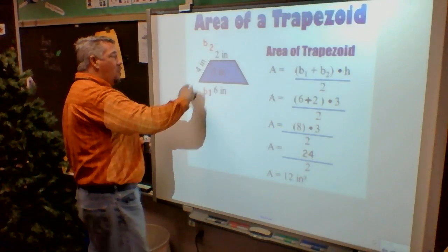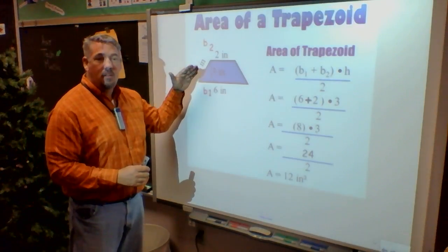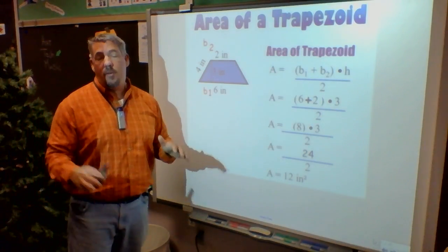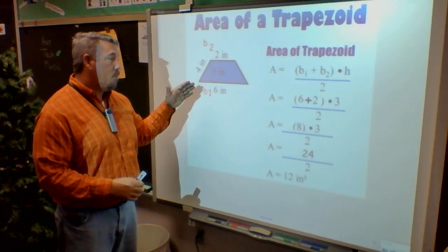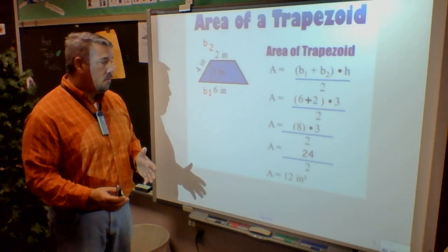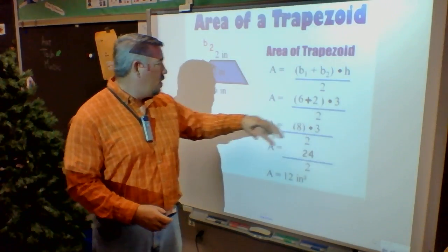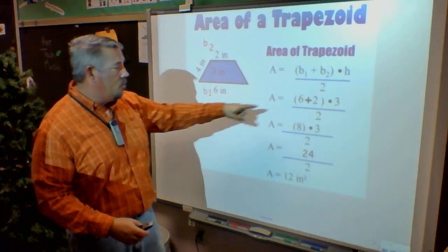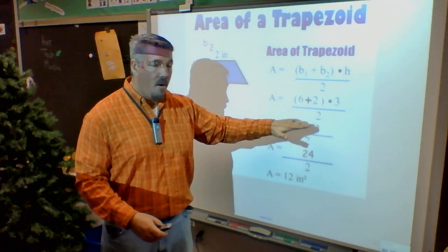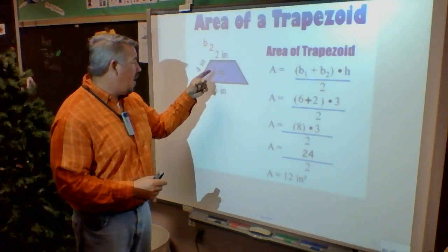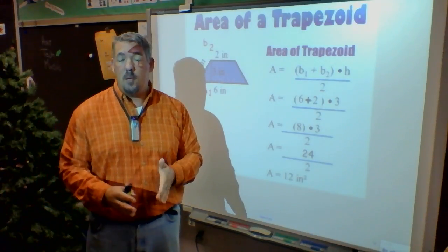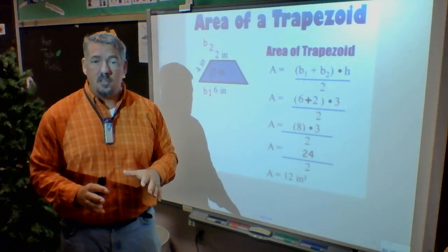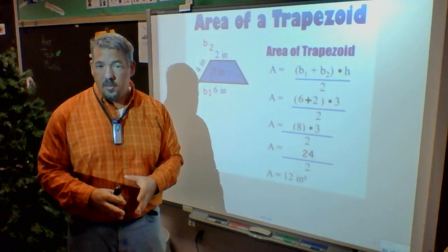Notice they give me the measurement of this side. That's just to trick you. I don't need that. The only time I would need that is if I'm finding the perimeter around this shape, which is not what it's asking me to do. So once I add the base 1 and the base 2, so in this situation 6 plus 2, I'm still going to set up my formula where I know I'm going to multiply it by the height, which is 3, and then my final step is to divide by 2. 6 plus 2, I always do my parentheses first. That's my order of operations.